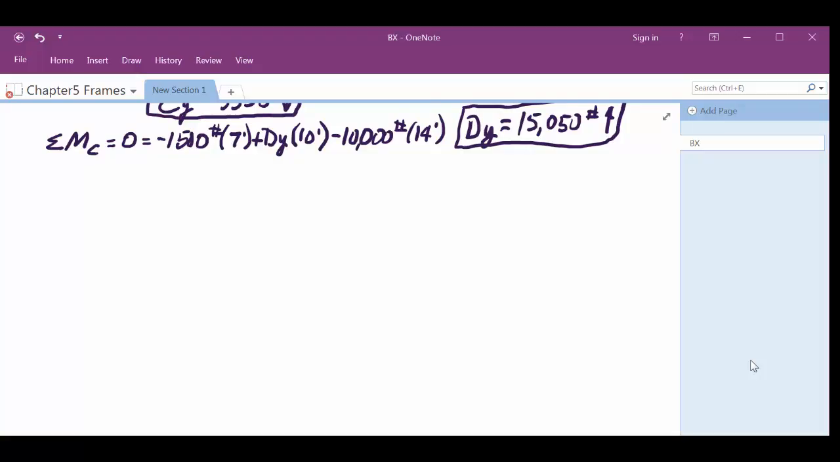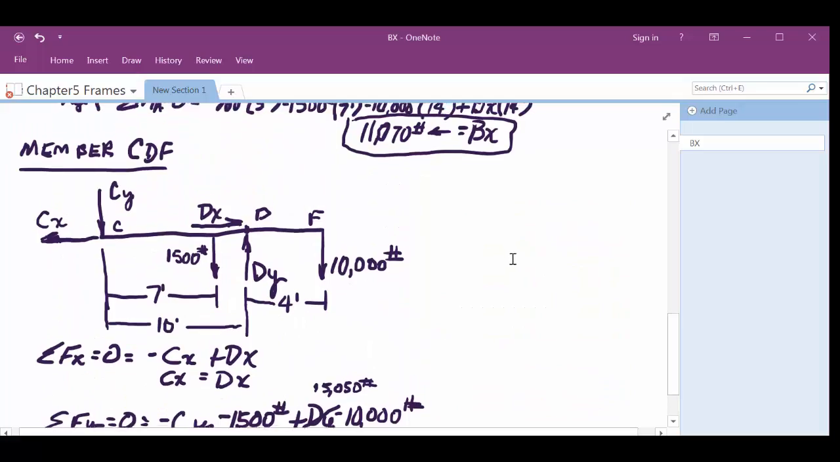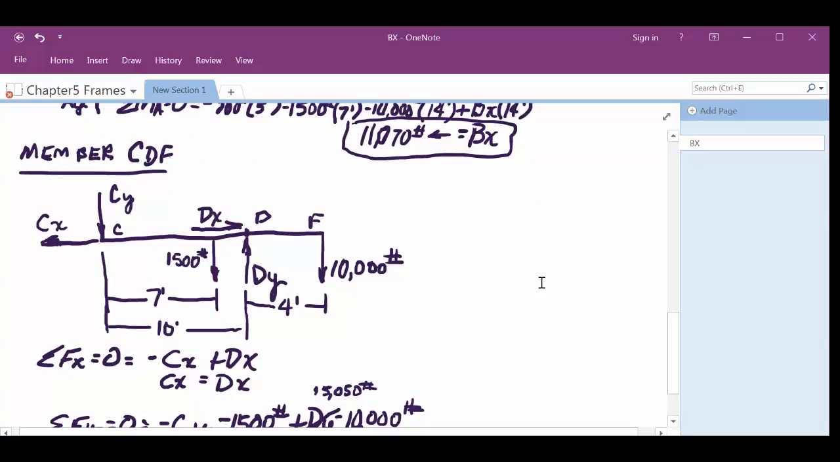Go ahead, Brian. I have a question. CY is significantly less than 10,000 pounds. Is that because it's acting across a longer lever arm? If we've got that pivot at D, think of it as a teeter-totter. Most of the force is being held up at that fulcrum point. And CY is so much farther out, it doesn't have to work as hard as the other side.